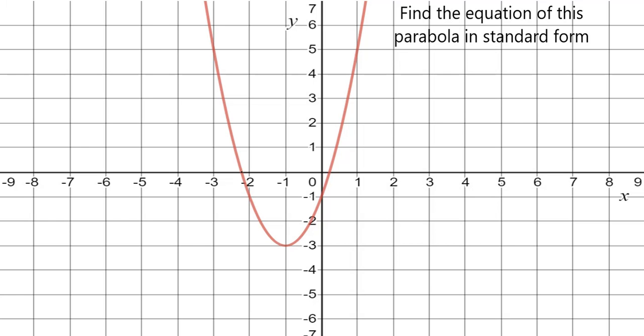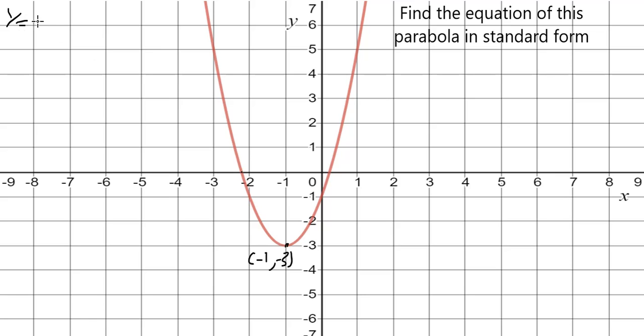To find the equation of a parabola in standard form, our first step is to identify whether the parabola would be easier to write in vertex form or intercept form to serve as an intermediary step. If you can find both of them, then either one is fine. This parabola would probably be easier to find in vertex form because I can tell what the vertex is. It's negative 1, negative 3. However, the roots are pretty hard to tell. I don't know exactly what values those are. So we're going to use vertex form.